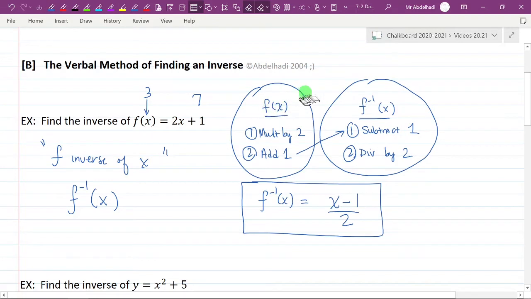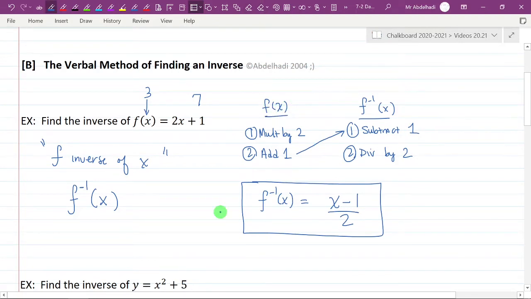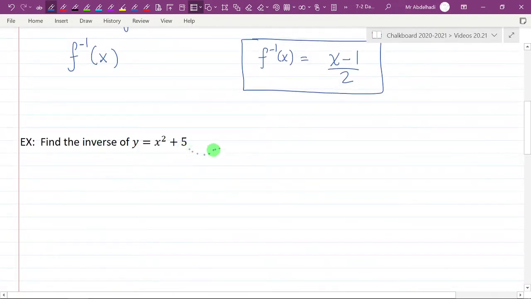Okay, let's do a couple more examples until this sinks in. How about this function right here? So this function is called y. So we're going to do 2 columns, 1 column for y and 1 column for y inverse.